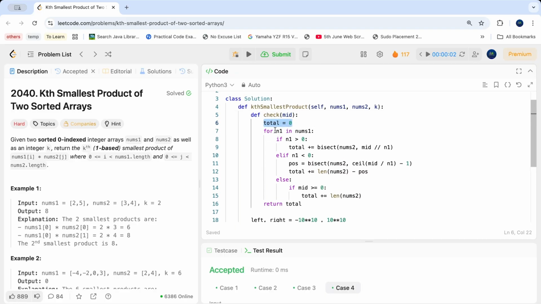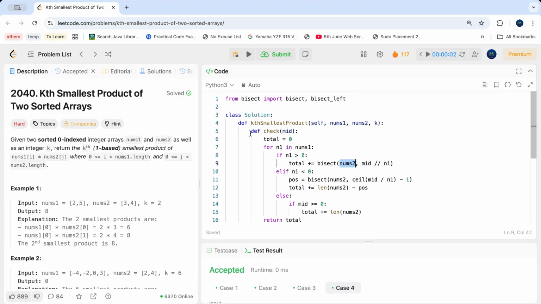Right now the total is 0. We just run a simple loop over the nums1 array, and we say that if n1 is more than 0, then the total will be total plus bisect nums2 comma mid divided by n1. This bisect tries to find the position at which this value is going to fit in this array. That's what we are trying to find out. This is available in Python. If it is not available in your programming language, maybe in Java or some other language, then you might need to implement this functionality, and this can be implemented using binary search because the nums2 array is sorted.